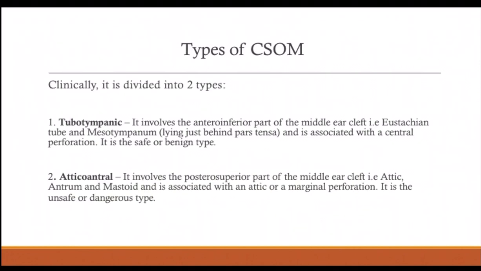The first one is tubotympanic. It involves the antero-inferior part of the middle ear cleft, that is eustachian tube and mesotympanum, which lies just behind pars tensa and is associated with a central perforation. It is the safe or benign type.